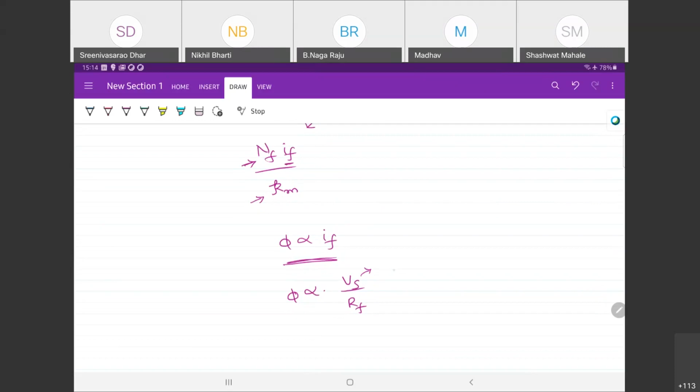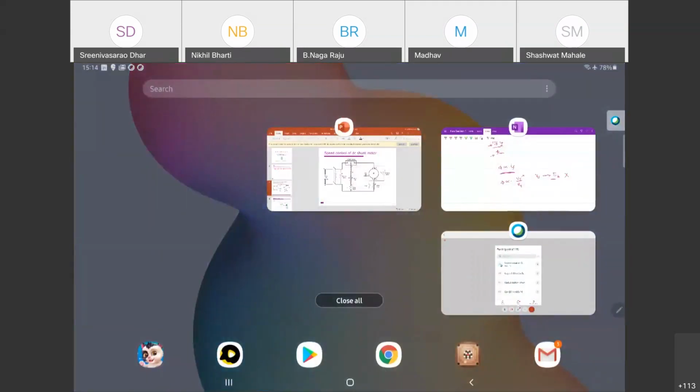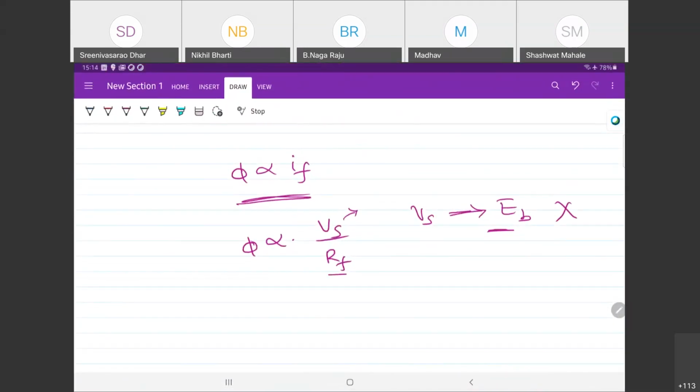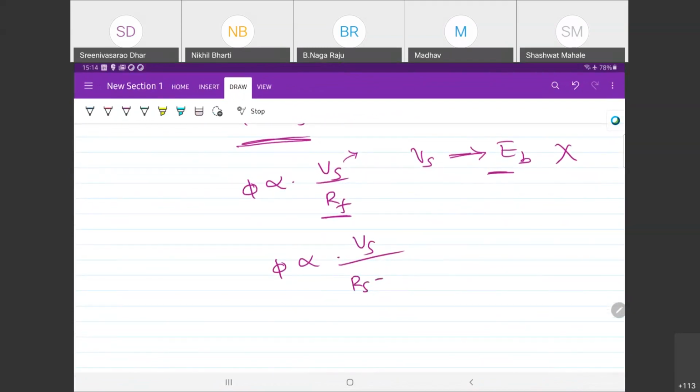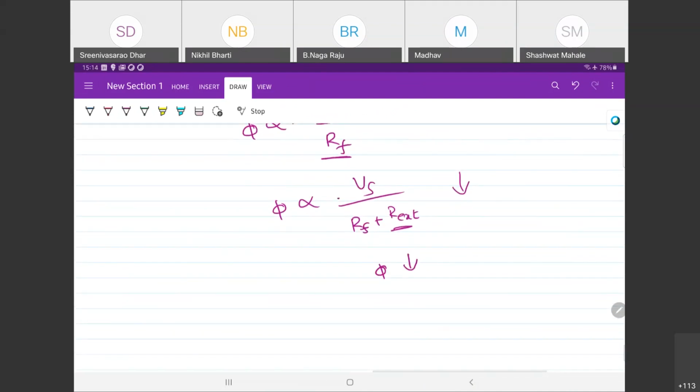We cannot change Vs, because when you change Vs, EB also varies, so this is not used. The only way is to change the resistance RF, by adding some external resistance to RF. Since this is in the denominator, the current value will be reduced. That means the flux will be reduced and the speed will be increased. Is that clear?